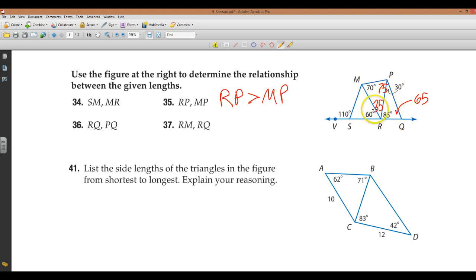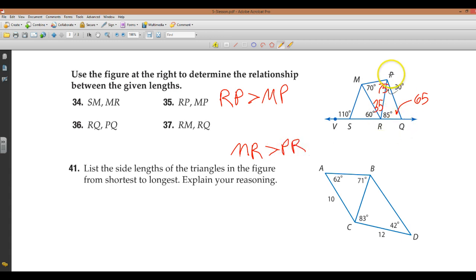Then if we look in our other triangle, our shortest side would be MP, our middle side would be PR, and our longest side would be opposite 75, which is MR. So first we want to look at this inequality. We have MR has to be greater than PR inside of this triangle. So MR is opposite 75, PR is opposite 70, so MR is greater than PR.